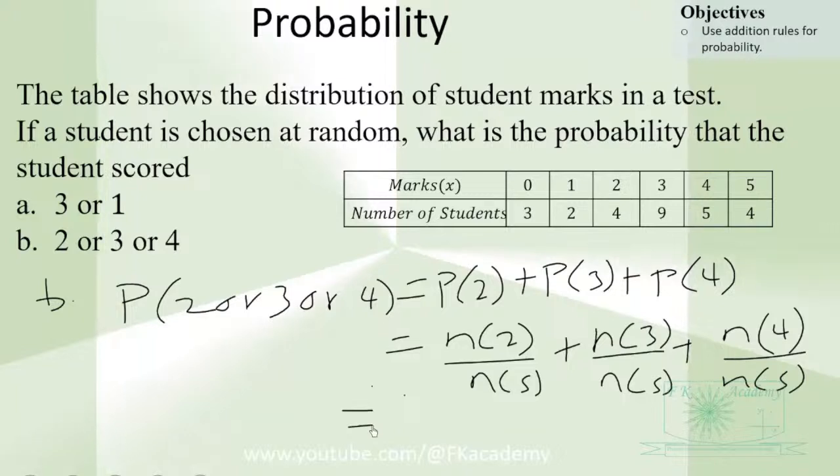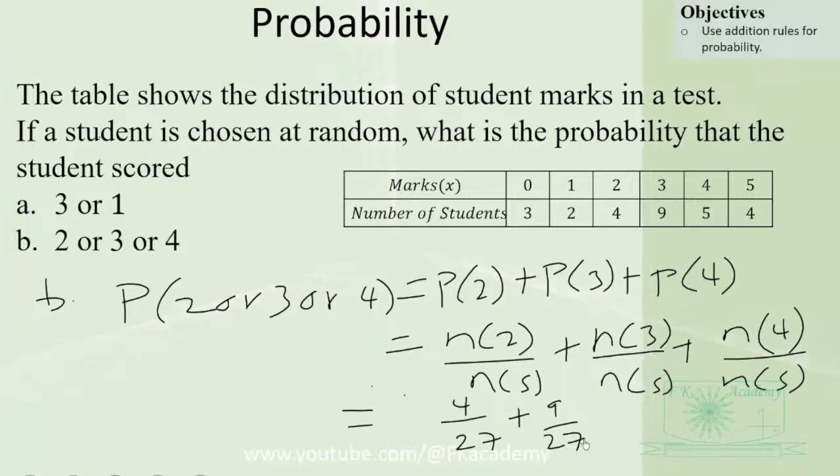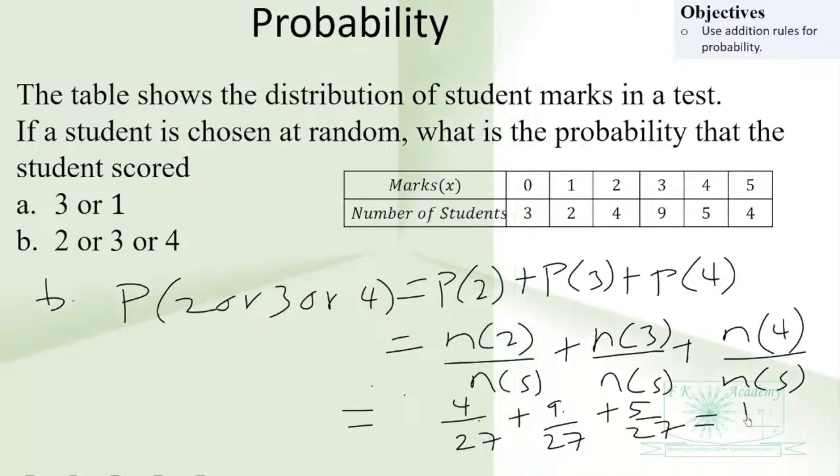So number of elements scoring 2, they are 4. So 4 over 27, add it to number scoring 3, 9. 9 over 27, then add it to those scoring 4, 5 over 27. And this will be equal to 4 plus 9 is 13 plus 5 is 18. 18 over 27, which is the same as 2 out of 3.